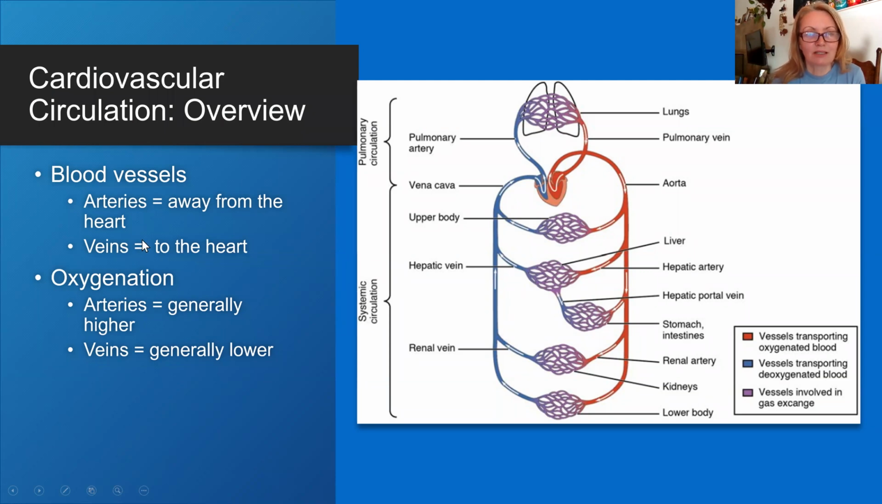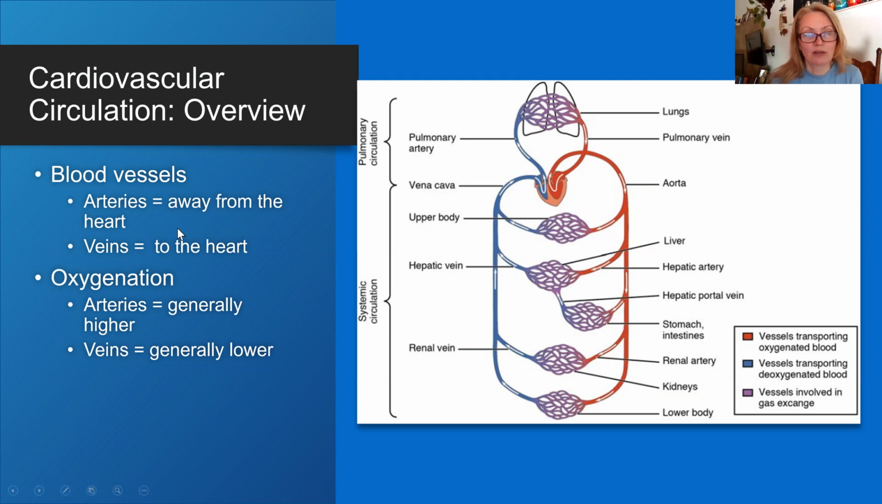Mostly, blood within arteries is oxygenated, with the exception of pulmonary circulation. In pulmonary circulation, arteries carry deoxygenated blood. So don't be confused that arteries always carry oxygenated blood. That's not always true. What is true is that arteries carry blood away from the heart. Arteries start with A, away.